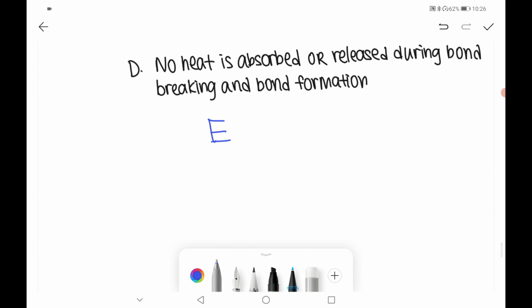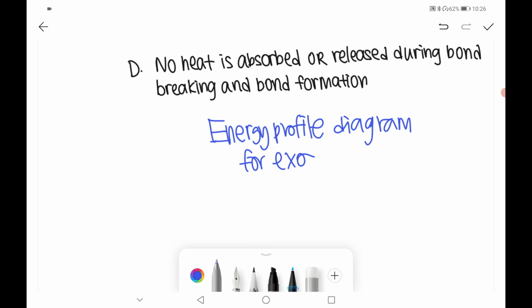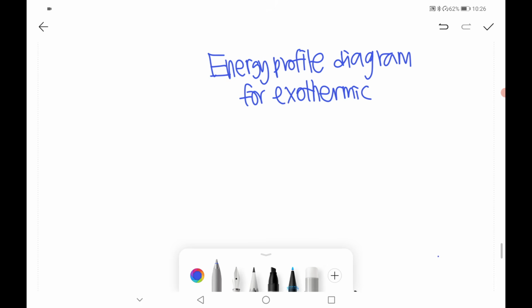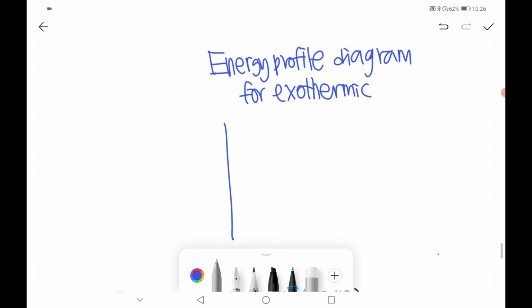You can draw the energy profile diagram. Okay, you can go to draw the energy profile diagram for your exothermic. So how to draw energy profile diagram for exothermic? So exothermic, how to start? Exothermic, you start with reactant. Okay, this is reactant, and then you must go for product.